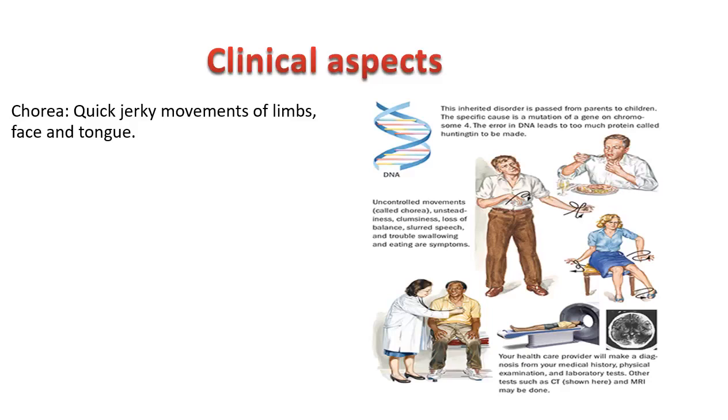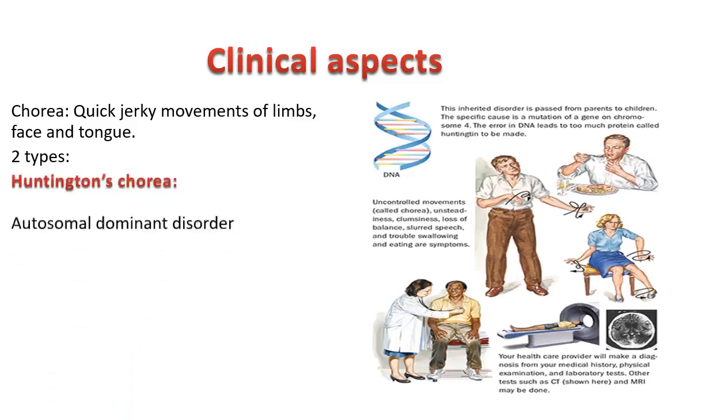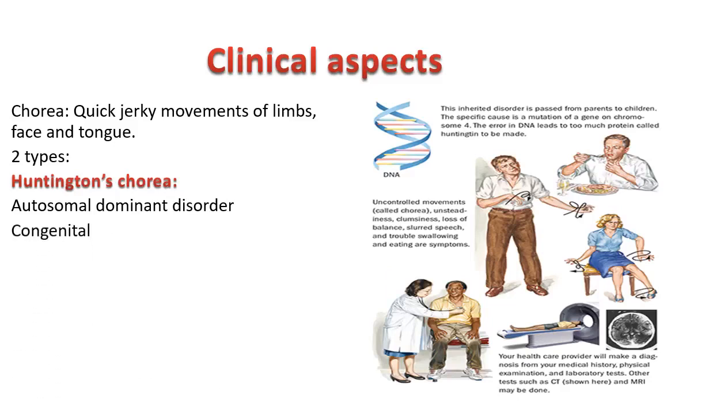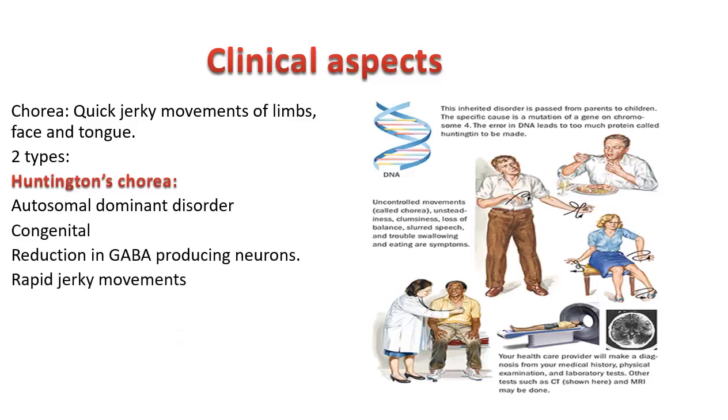Two types of chorea you come across. One is Huntington's chorea. It is an autosomal dominant disorder. So it is inherited, congenital. What happens in Huntington's chorea is reduction in GABA-producing neurons. So you have rapid jerky movements.